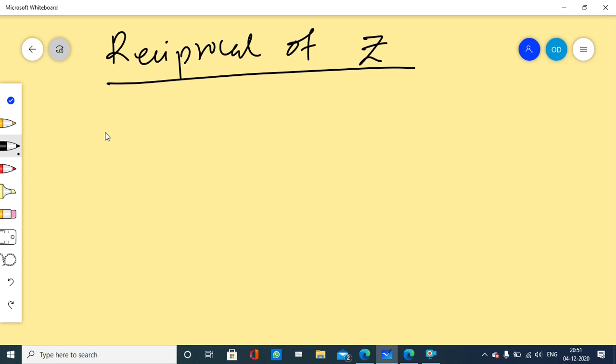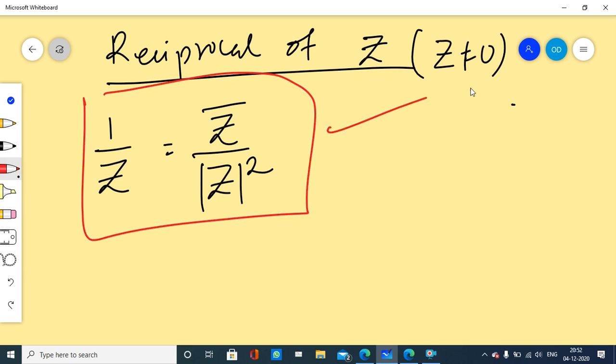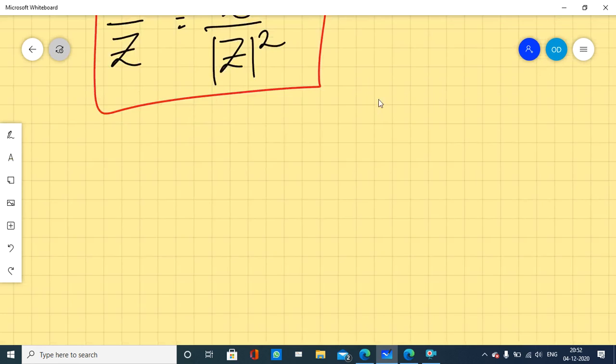The theorem is the reciprocal of a complex number. If z is a complex number and it's not equal to 0, because 0 doesn't have any reciprocal. If z is any non-zero complex number, then if I want to find its reciprocal, there is a direct formula also: conjugate of z by modulus of z square. I will tell you where this formula came from.